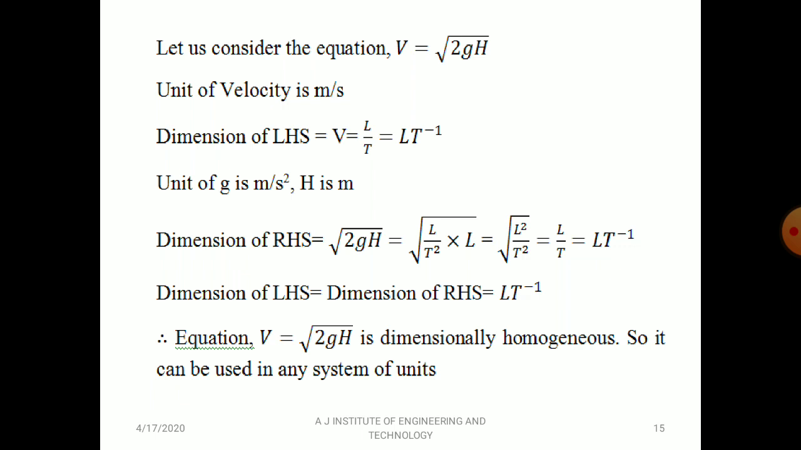Or that is equal to L into T to the power minus 1, taking T to the numerator. Then the dimension of LHS is equal to the dimension of RHS, that is L into T to the power minus 1. So dimensions are equal and units are equal on both sides. So the equation v equal to square root of 2gh is dimensionally homogeneous, so it can be used in any system of units, like CGS or MKS units.